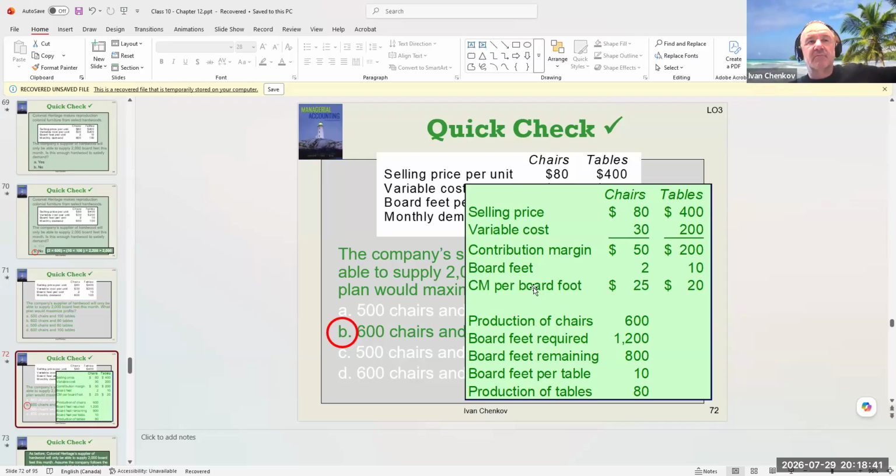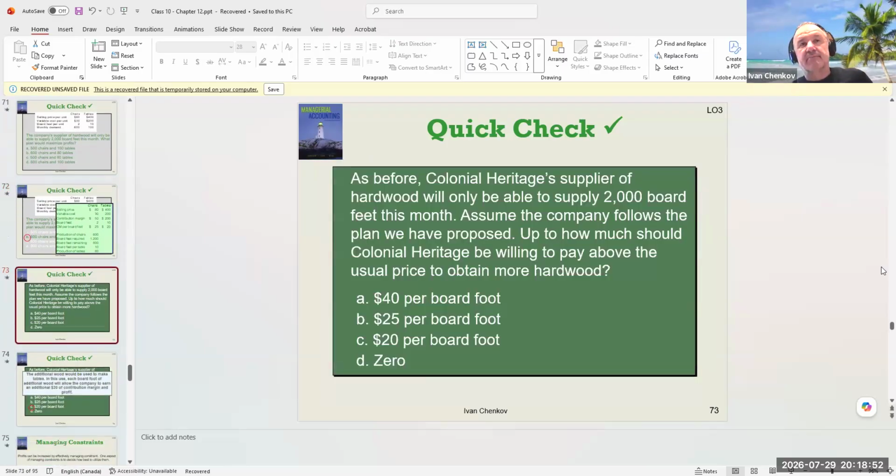This is the table statement, 10 board feet to produce. And that's how we're maximizing the profits for the company.